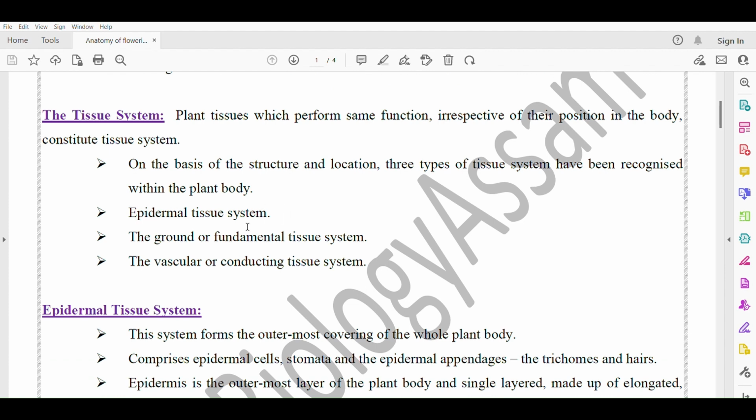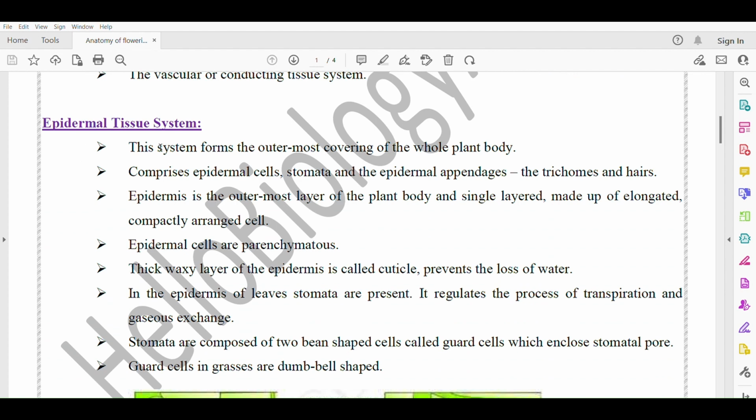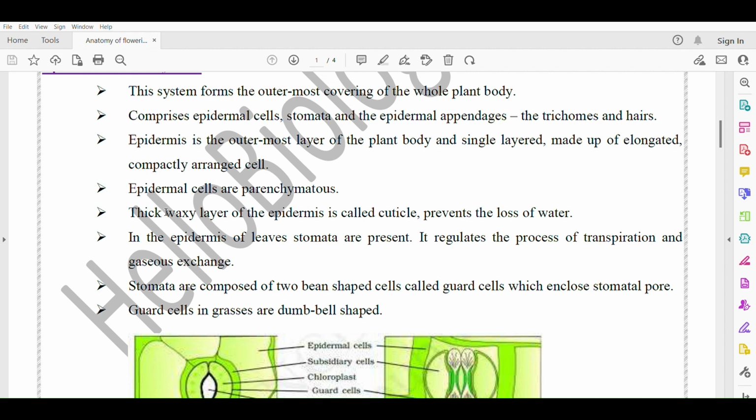Epidermal tissue system, the ground or fundamental tissue system, and the vascular or conducting tissue system. Epidermal tissue system: this system forms the outermost covering of the whole plant body. It comprises epidermal cells, stomata, and the epidermal appendages, the trichomes and hairs. Epidermis is the outermost layer of the plant body, a single layer made up of elongated, compactly arranged cells. Epidermal cells are parenchymatous. The thick waxy layer of the epidermis is called cuticle, which prevents the loss of water.